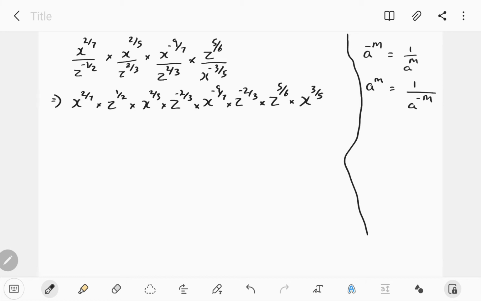Now see, the first step was very simple. We have brought all the denominators to the numerator and we have expressed this expression as purely a product of different exponents. There is no division right now.